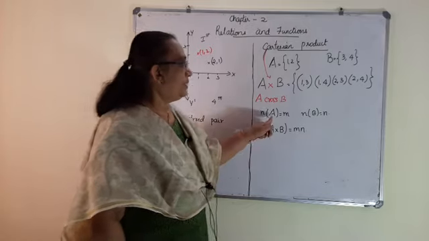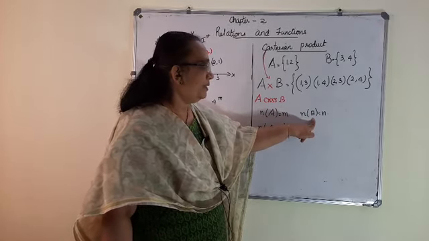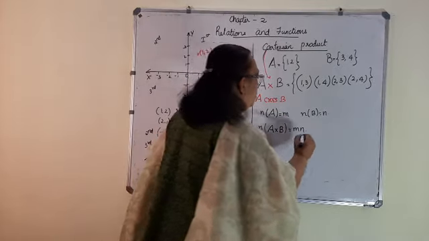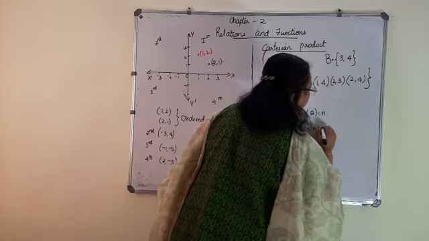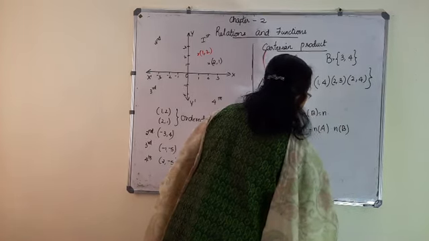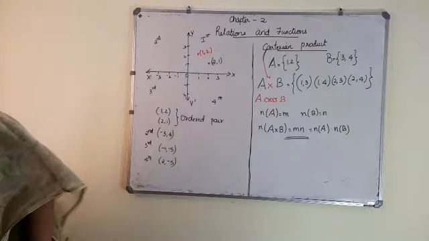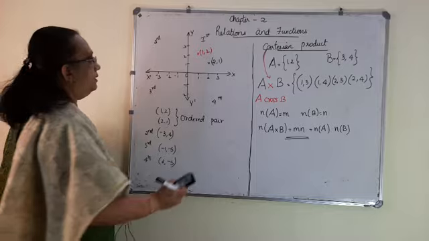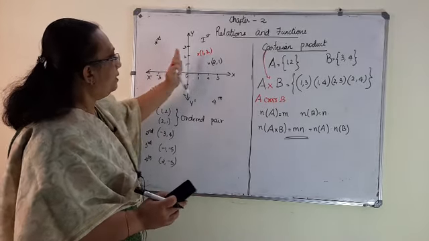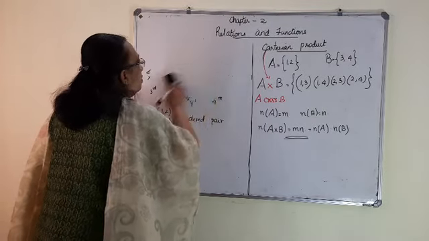If the number of elements in the set A is equal to m and the number of elements in the set B is equal to n, then the number of elements in A cross B is equal to the number of elements in A into the number of elements in B, and that is equal to m into n. Now, the Cartesian product comes from the Cartesian plane. The Cartesian plane consists of points.